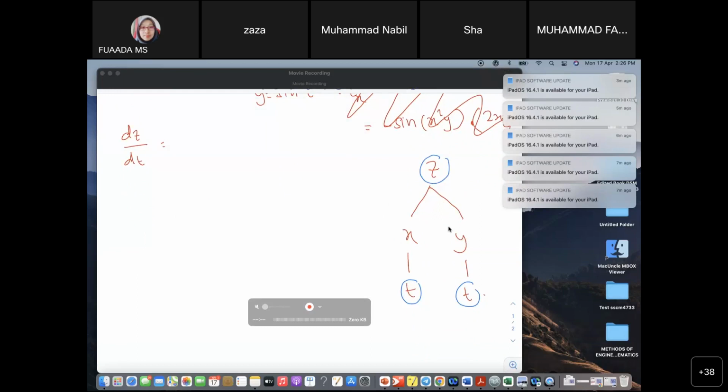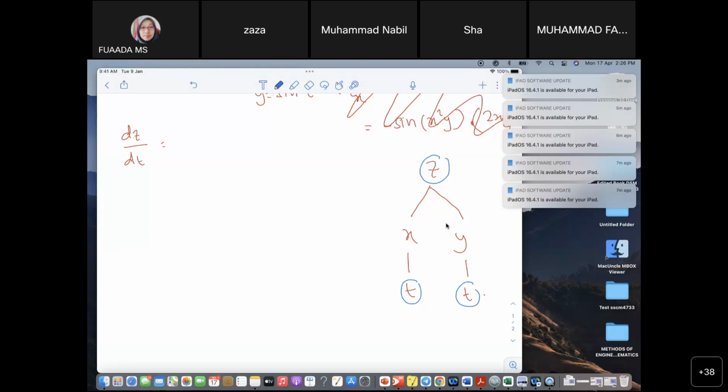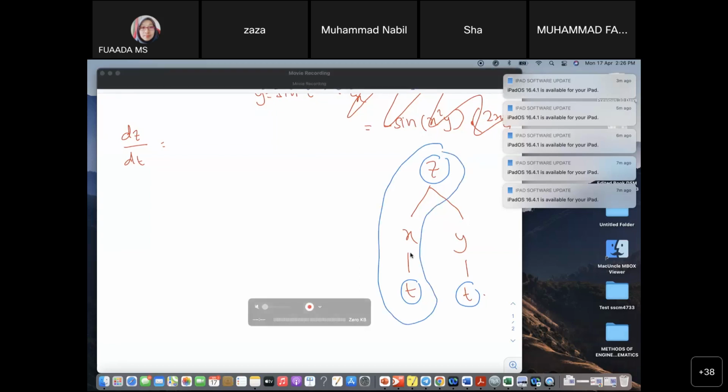Ada berapa? Yes, there are two. So there are two ways, meaning you must have two terms. In your formula, there must be two terms. So, what is the first term? The first term is everything about the first one lah. Paling kiri. Tak kisahlah kanan kiri tapi either one. So, I start with the first one, the left one.